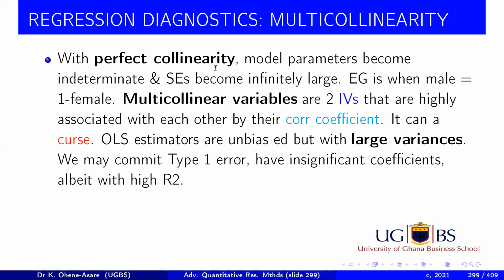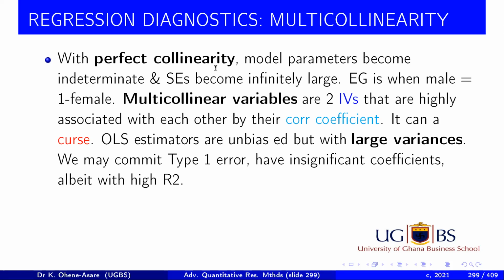So it's very important. But multicollinear variables are two independent variables that are highly correlated. So for them, it's not perfect, but it's high. And you check that by their correlation coefficient. It can be a problem if it is so high. Now, why is it a problem? Because sometimes the OLS remains unbiased but with large variances, and we can commit type 1 error and have insignificant results.